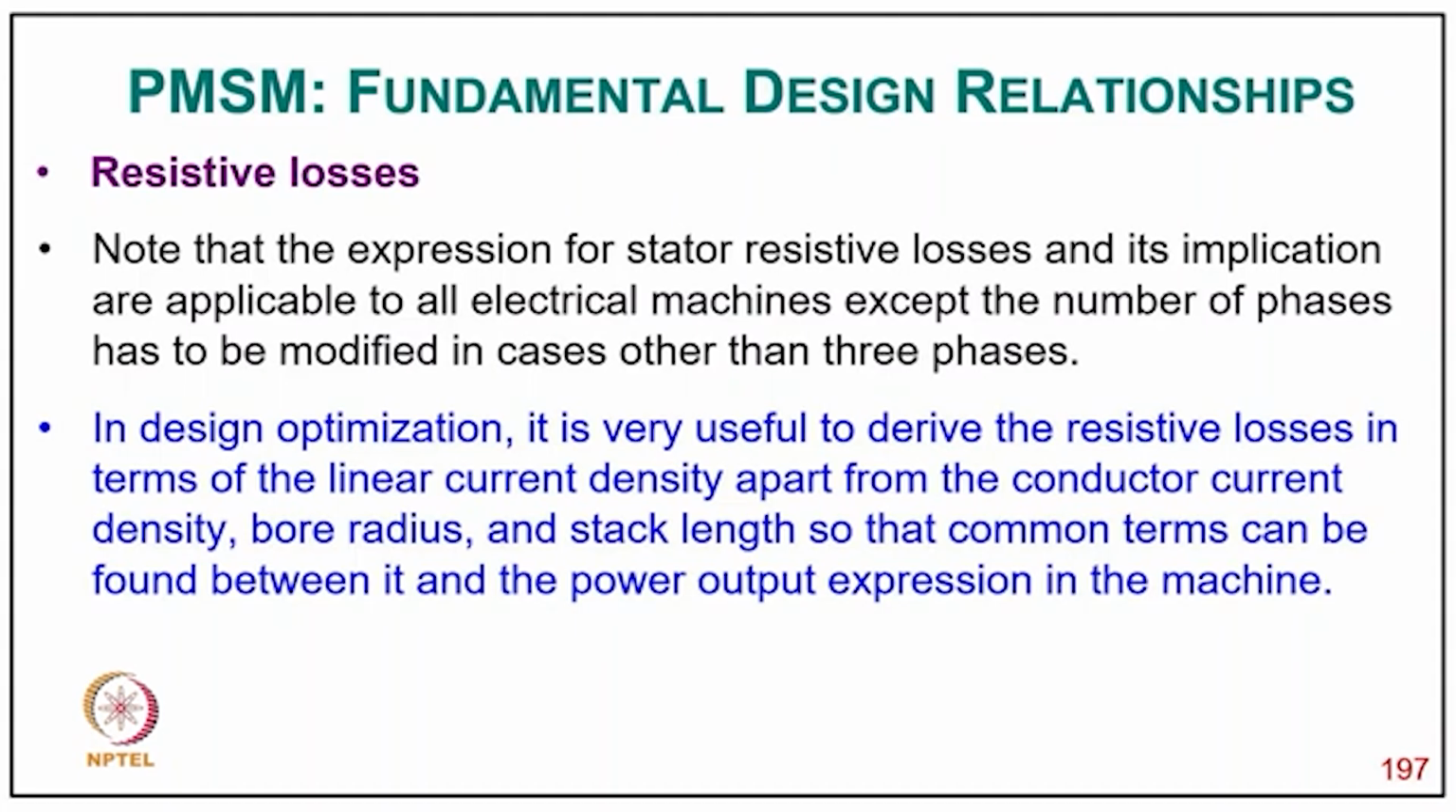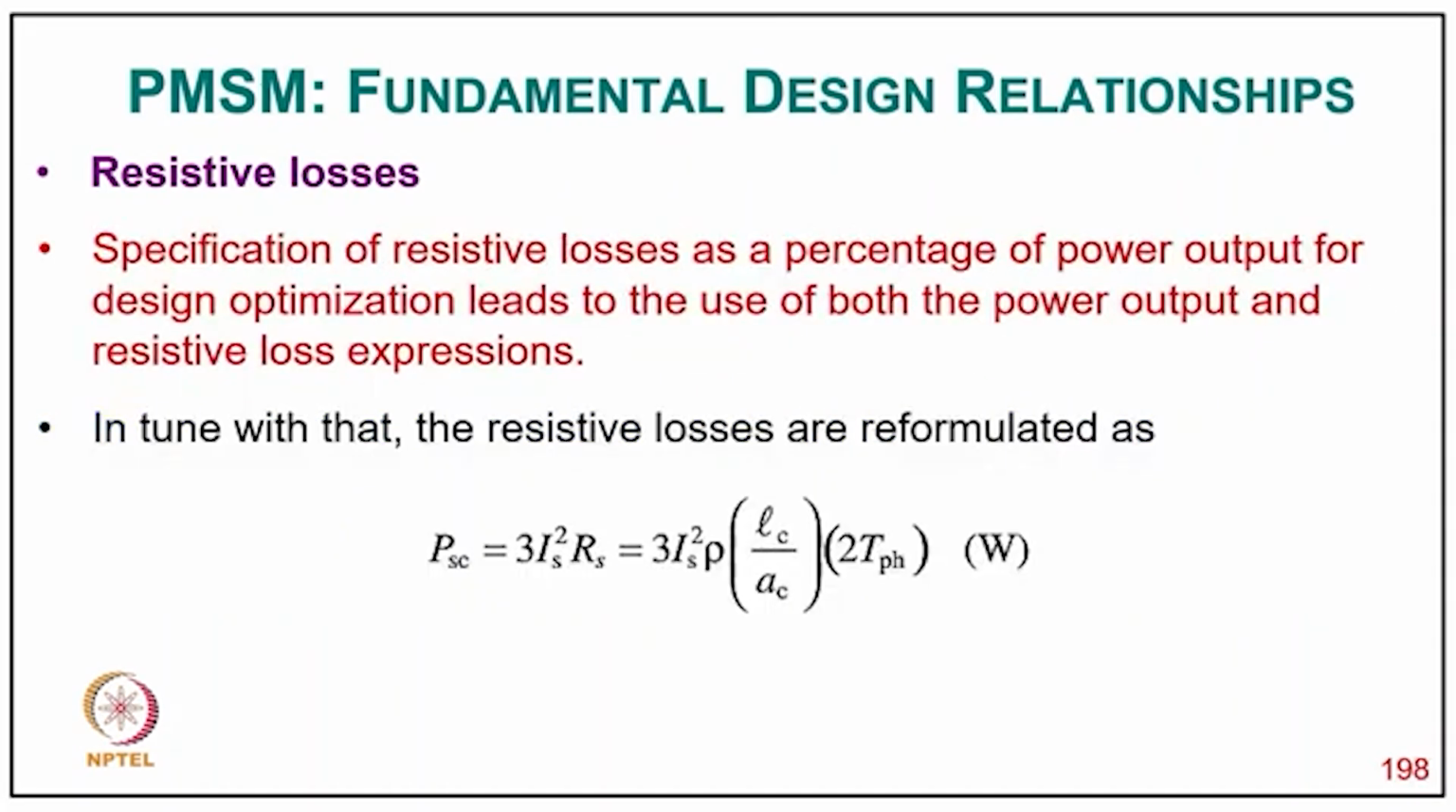In design optimization, it is very useful to derive the resistive losses in terms of linear current density, apart from the conductor current density, bore diameter, and stack length, so that common terms can be found between it and the power output expression in the machine. So, specification of resistive losses as a percentage of power output for a design optimization leads to the use of both the power output and the resistive loss expression. So, in tune with that, resistive losses are reformatted as PS equal to 3 IS square RS equal to 3 IS square rho LC upon AC into 2 TPH in watt.